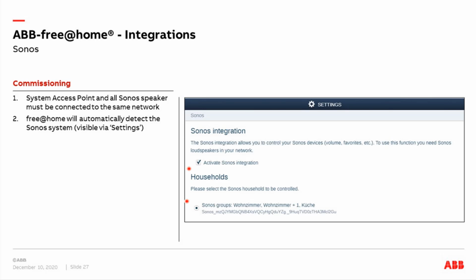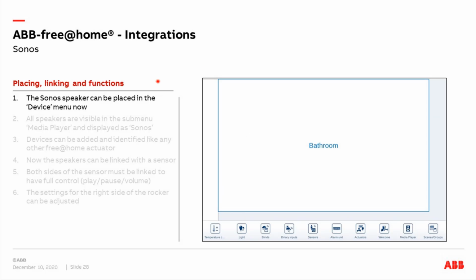So you see here on the bottom side that one household is detected, and both of my Sonos speakers are integrated into this household. I can now select that I want to use this group in my Free at Home installation. So how can I place them, link them, and which functions are available? Also, this is quite simple and quite easy.